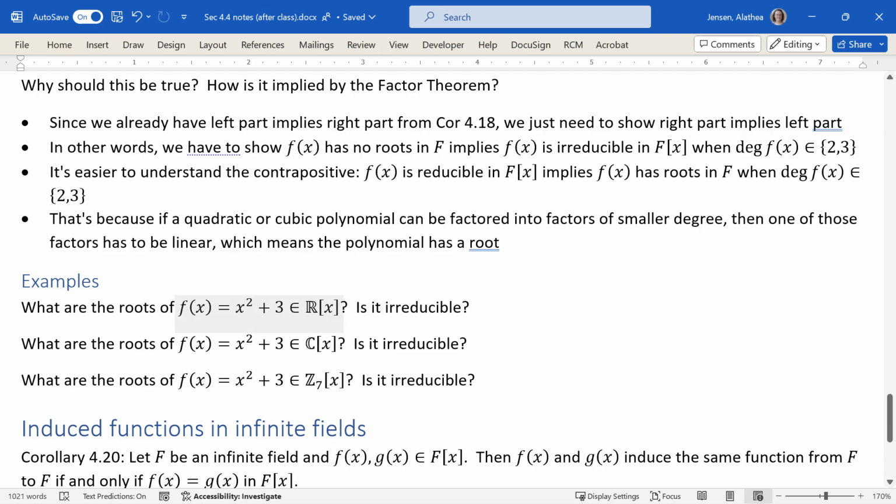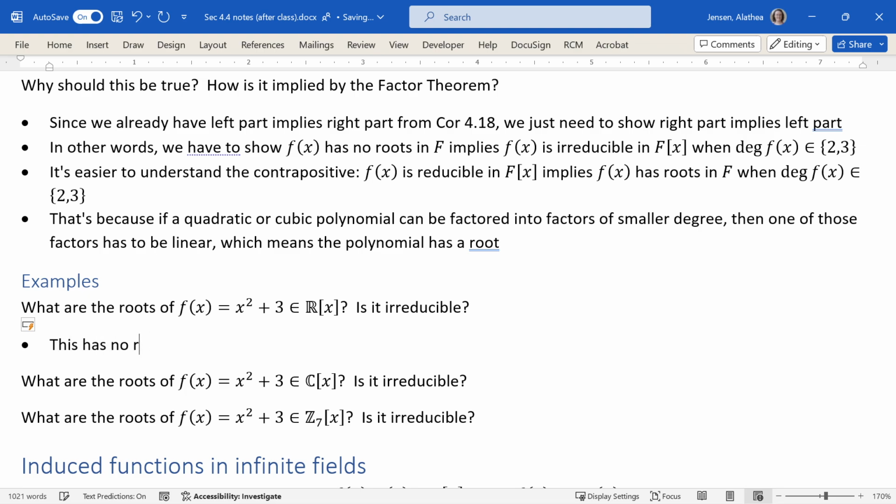So what are the roots of f of x equals x squared plus 3 in R[x]? So we don't really have a great algebraic way. There's nothing that we've learned in this class that tells us that that doesn't have any roots in the real numbers. It's actually from calculus or previous classes that we know that it doesn't have any roots in the real numbers, basically because we know that x squared has to be greater than 0. And so x squared plus 3 has to be strictly greater than 0. It cannot be 0.